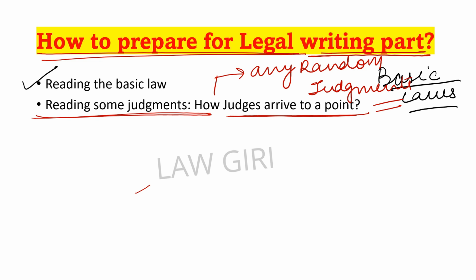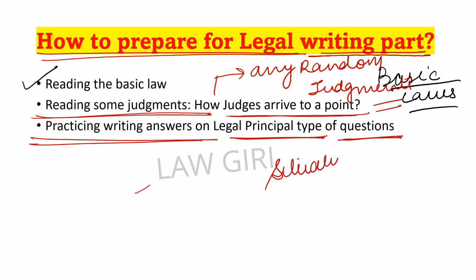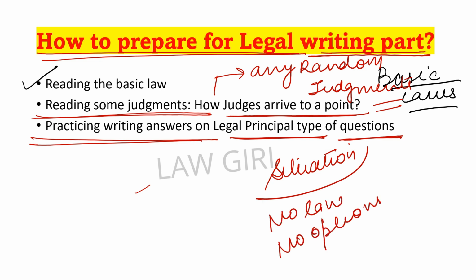So pick up any judgment. I'll try to create a list, like 20-30 things that you read, so that you get to know how you arrive at a conclusion. No doubt you have just 150 words, the judges go way beyond that, but that is one thing that you can do. Another thing is to practice writing answers on legal principle type of questions. Now we see that the situation is given. Assume that there is no law given and there are no options, then what answer would you be giving? That is another practice that you can do.